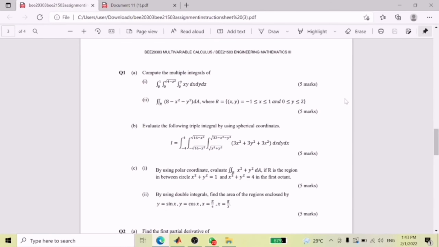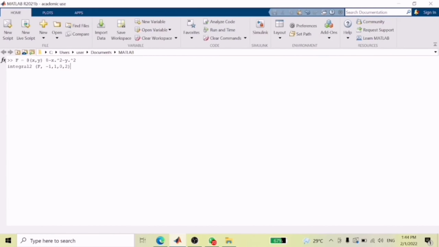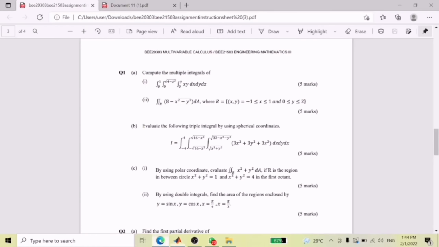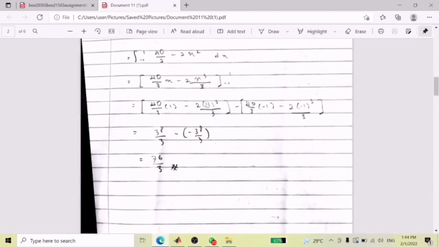Okay, for question A2 Roman, first we need to write this equation in MATLAB. After that, this is the upper limit and lower limit for y and x. I already write the equation and upper limit and lower limit. Just press enter. The answer is 35.3333. In our manual calculation, we get the same answer.